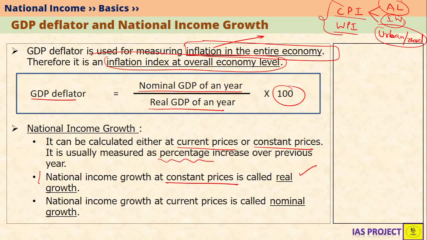For example, if the national income is GDP, then if GDP growth is measured at constant prices, it is called as real GDP growth. Similarly, if national income growth is measured at current prices, it is called as nominal growth. So if the national income is again, let's say GDP, then the GDP growth at current prices is simply called as nominal GDP growth. Let's try to understand the concept of GDP deflator and national income growth using an example.